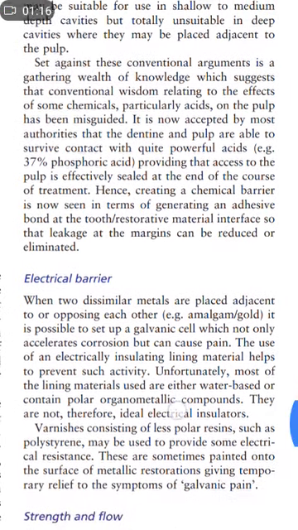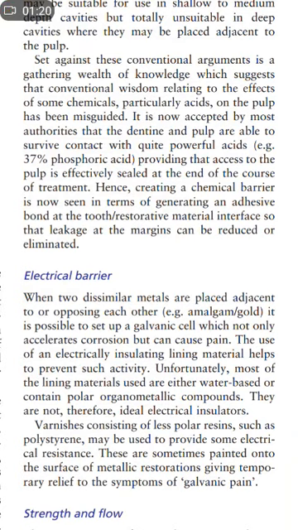It is now accepted by most authorities that the dentine and the pulp are able to survive contact with quite powerful acids, such as 37% phosphoric acid, providing that access to the pulp is effectively sealed at the end of the course of treatment. Hence, creating a chemical barrier is now seen in terms of generating an adhesive bond at the tooth material interface, so that leakage at the margins can be reduced or eliminated.